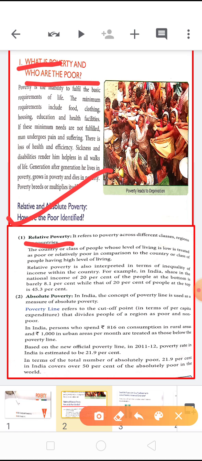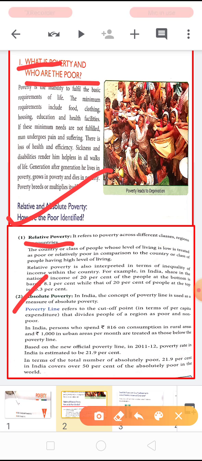So you can see that the richest earners of the country contribute 45.3% of the national income, and their numbers are only 20% of the country's population. So this is considered as relative poverty.